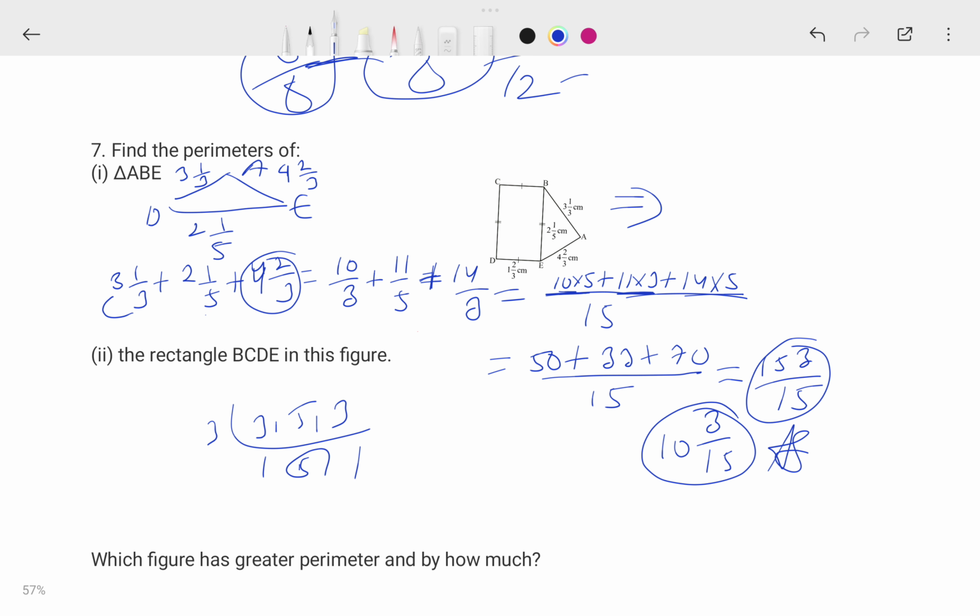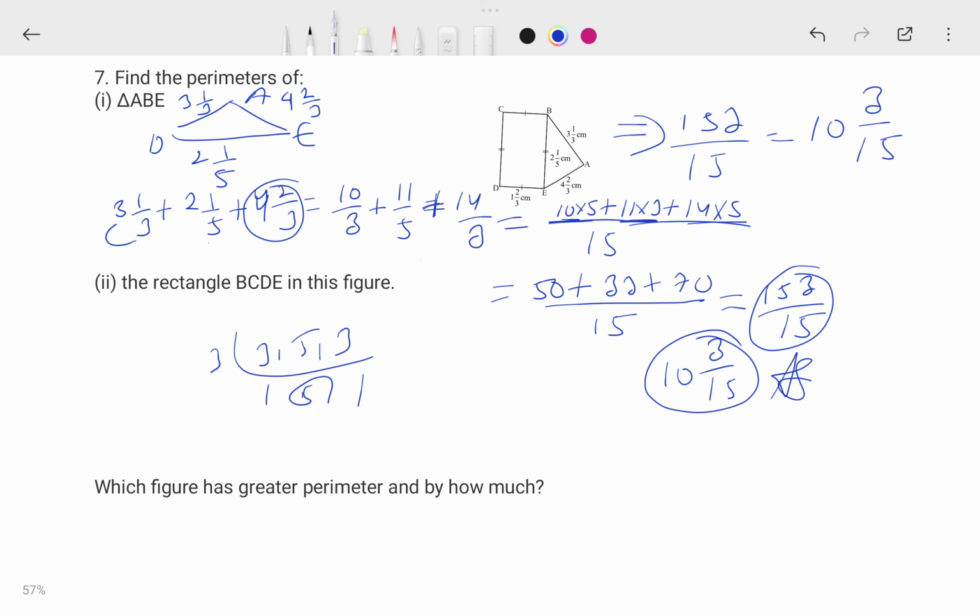So we will write our answer. So the answer is here. We can write 153 by 15, or you can write it like that, 10 15 or 3. You can write like that. Okay, and now we have to go through the second one here.